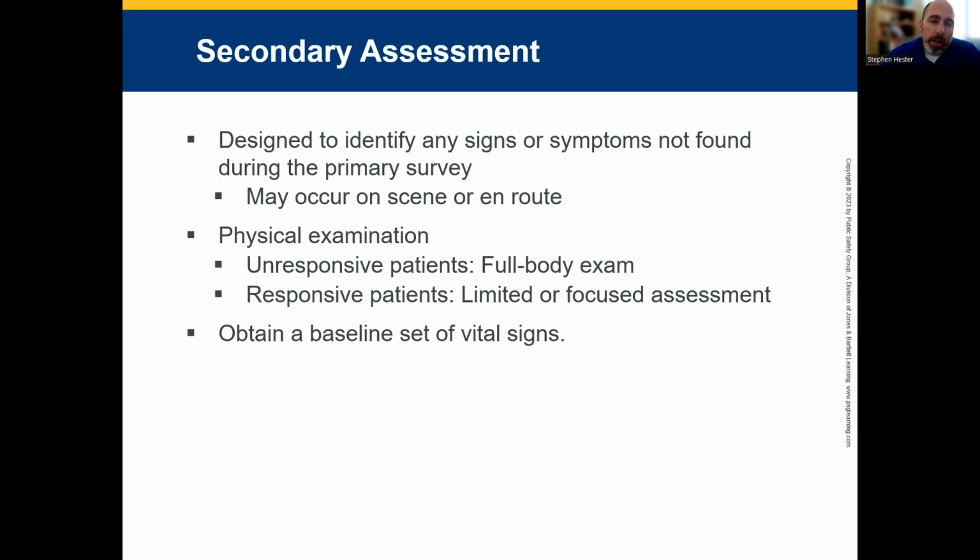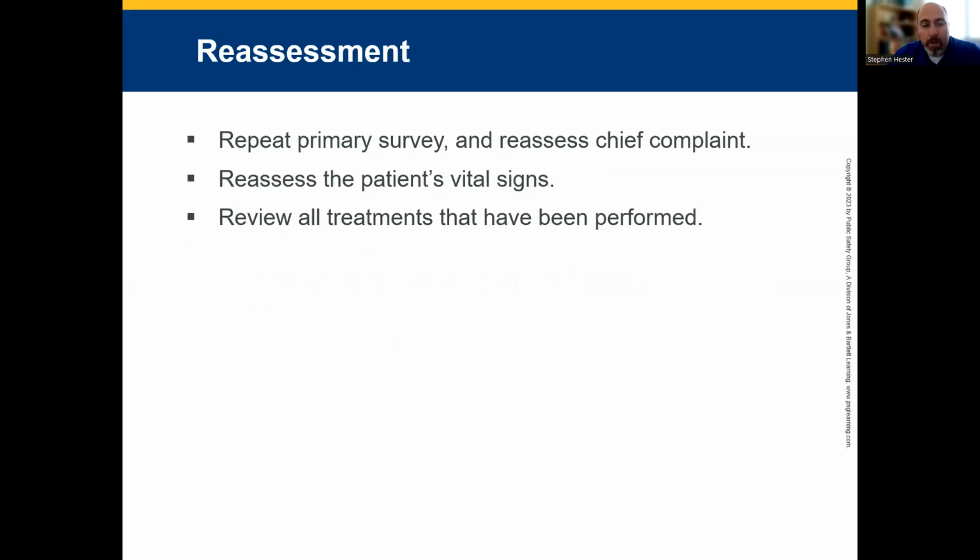Right. Your secondary assessment, you want to identify any signs and symptoms not found in the primary one. Probably usually done en route to the hospital. And your unresponsive patients, probably going to be a full body exam. You may find something somewhere. You may have that narcotic patch on the posterior side of the back. So you need to get it off, and that may be the reason why they may be unresponsive. The responsive patients, you can do a limited or focused assessment, and always get your baseline vital signs.